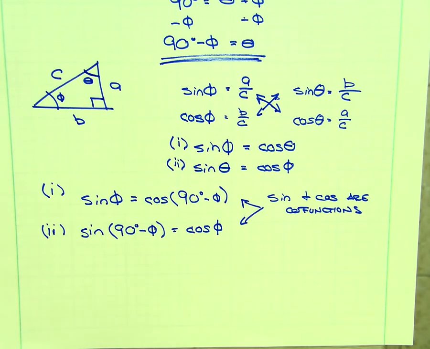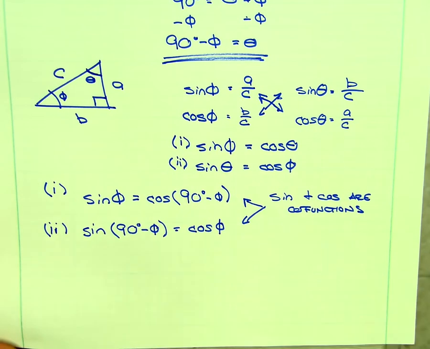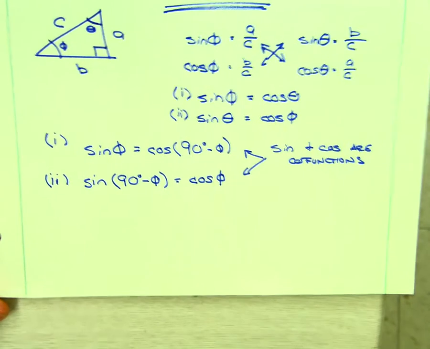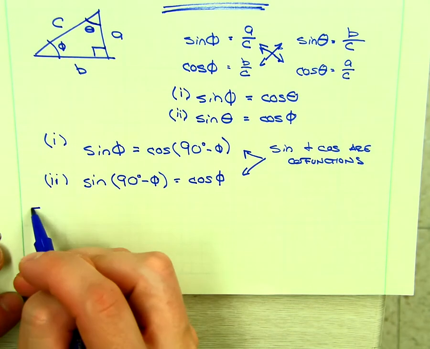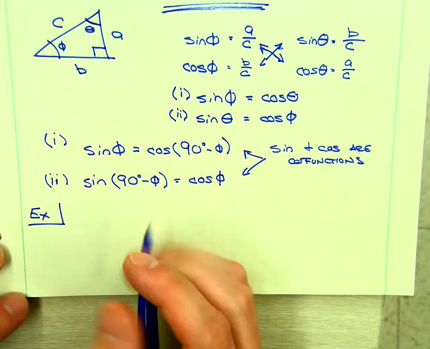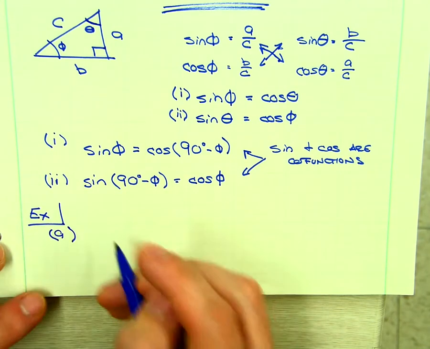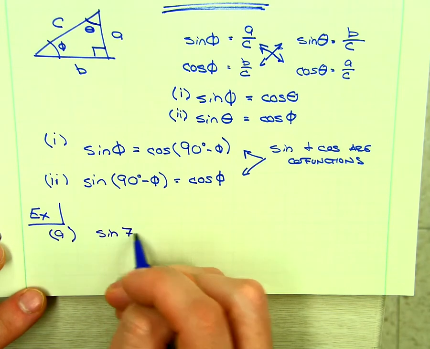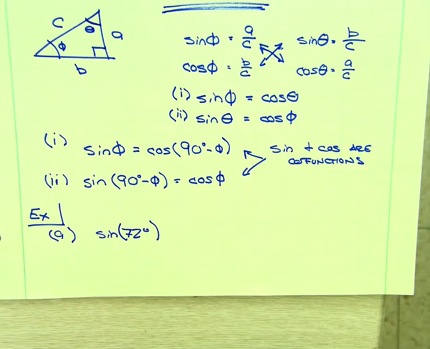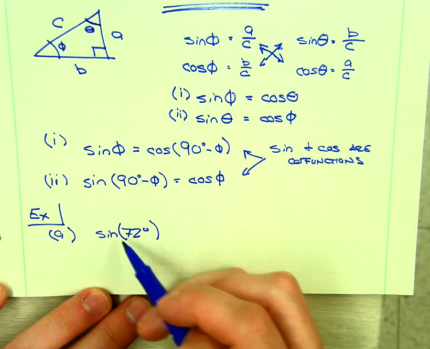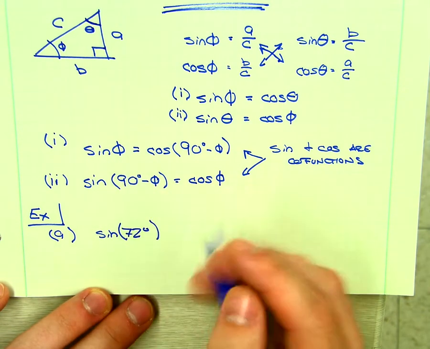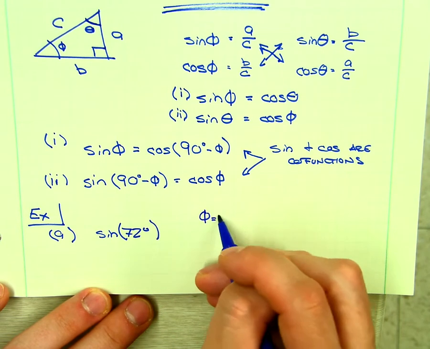Now, how this relates is if you know the sine of something, you can easily figure out what the cosine is, or vice versa. So an example problem that I could give you would be, say I want the sine of 72 degrees. And I want you to write the co-function of this simple example right here. Well, I know the sine of 72 degrees is going to be this, right? So in this case, 72 is going to be my phi. And so I would say phi is equal to 72.